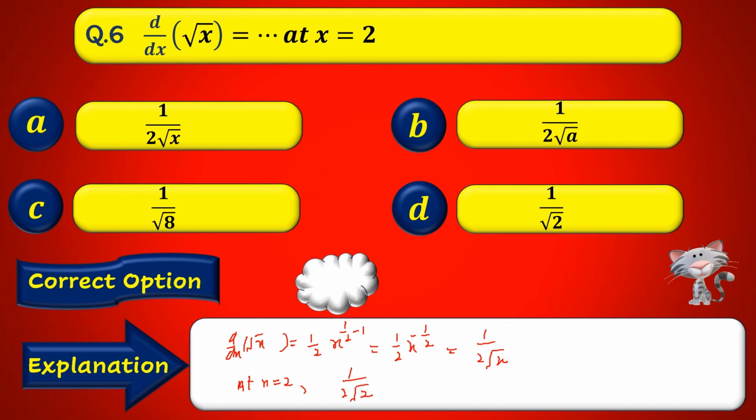Now there is no such option, so we write 2 as square root of 4. So the derivative can be written as 1 over square root of 4 into square root of 2, and it becomes 1 over square root of 8. So the correct option is option C.